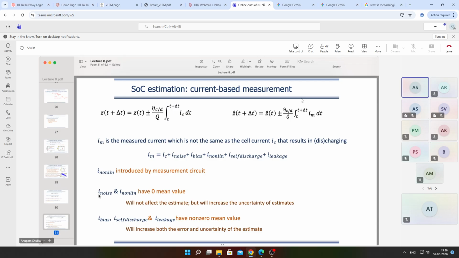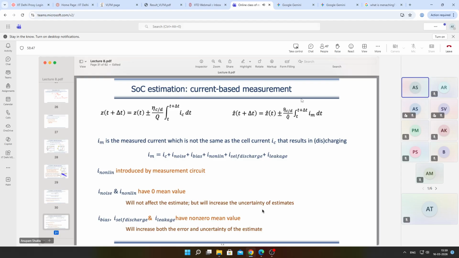So if I look at this noise and nonlinear element, they're not constant values. They are varying with time. So when I'm measuring this I_C over a time period delta t, from t to t plus delta t, none of these currents is constant. They themselves are fluctuating. However, if I take an average of I_noise or I_nonlinear, it has a zero mean value. Because of that, they are not going to affect the accuracy of the estimate. But what they may do is increase the uncertainty of the estimate.